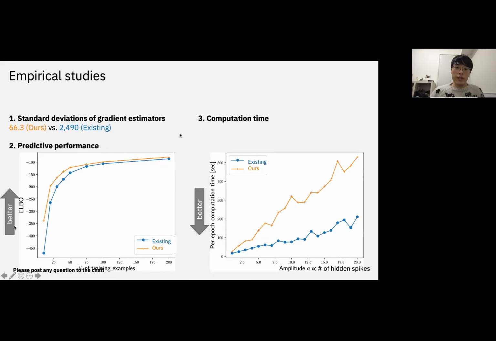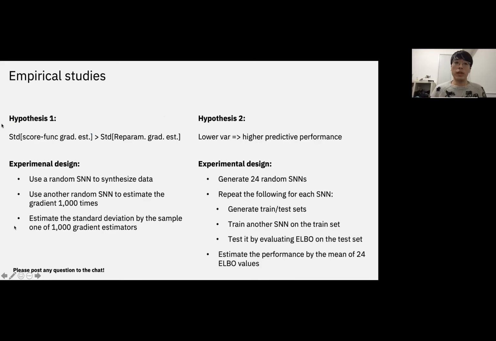And this slide explains the results of the empirical studies. The first result is about the standard deviations of the gradient estimators. And this shows that our gradient estimator has much lower standard deviation as compared to that of the existing method. So by this result, we can confirm hypothesis 1 is validated.